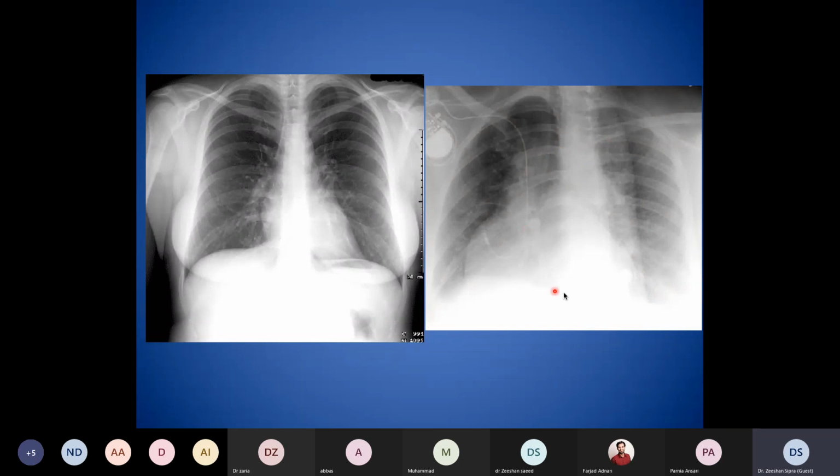So what has happened is, this actually appears as a widened mediastinum, but this is not a mediastinal widening, it is a normal mediastinum. This is due to rotation.